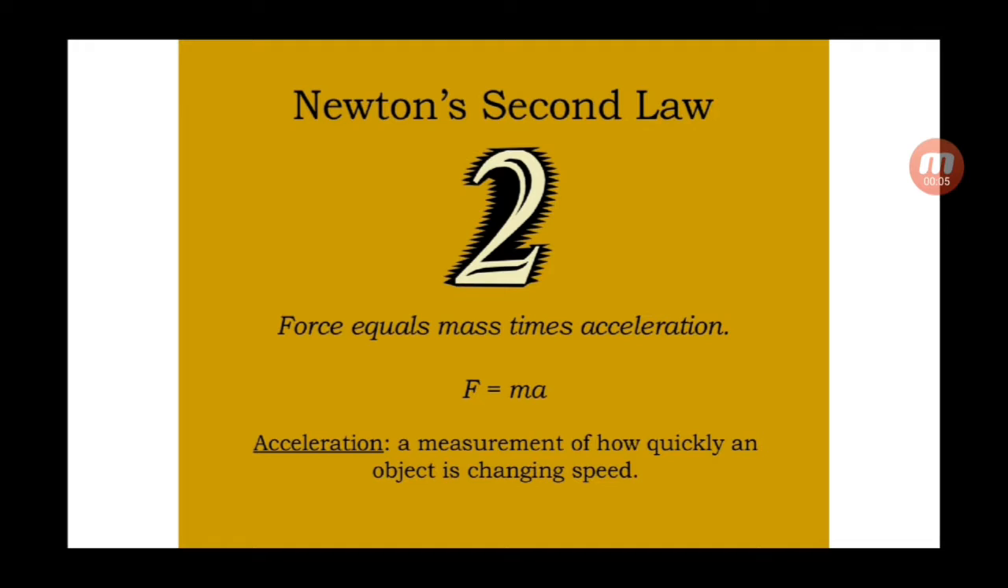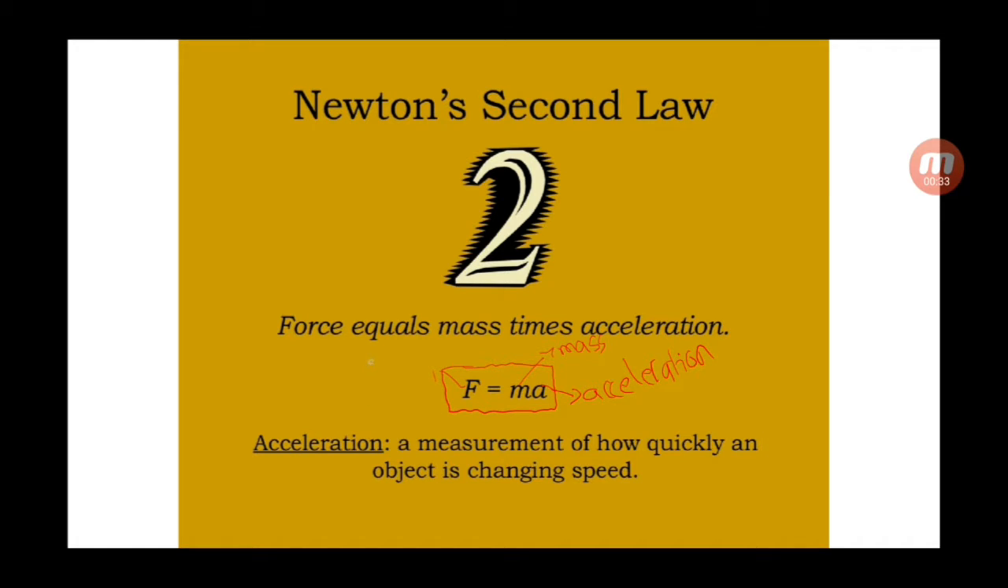We're going to start with Newton's second law. Newton's second law states that force is equal to mass times acceleration. So F is equal to m times a, or F equals ma. F is force, m is mass, and a is acceleration.